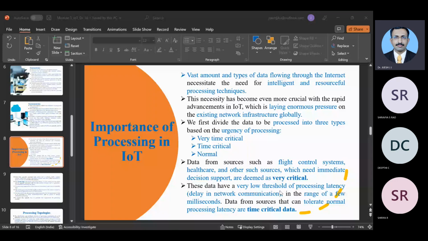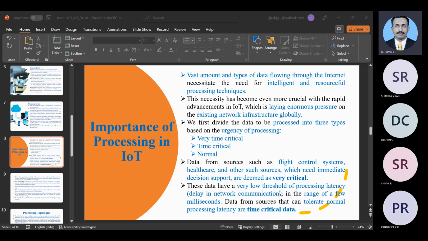Why? Because as the technology is improving further, the amount of data coming onto the internet is too high. Bulk amounts of data are coming to the internet. What will happen? It will create a lot of disturbances. So you need to prioritize which one is important and which one is not that important. So we need to classify the processing based on the division.